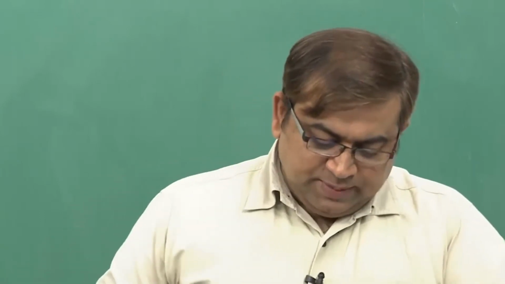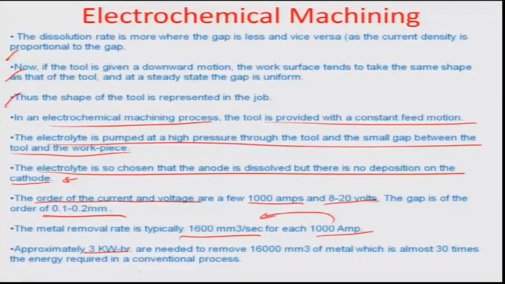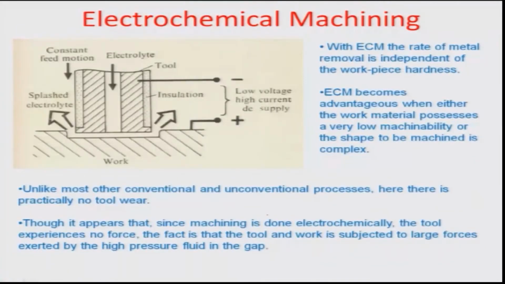Okay. So, approximately 3 kilowatt hour power is needed to remove about 16,000 millimeter cube of metal, and this is about 30 times the energy required in a conventional process. So, it is almost 30 times more expensive in terms of energy utilized when we talk about electrochemical machining. So, let us look at approximately how this electrolyte flow would happen in a conventional electrochemical machining system.